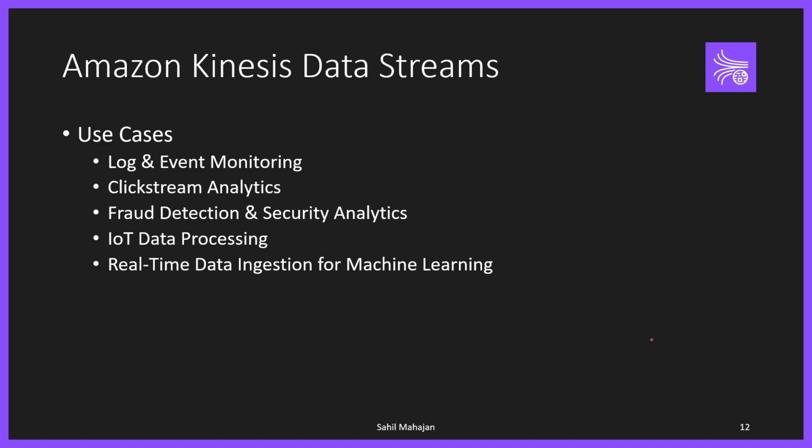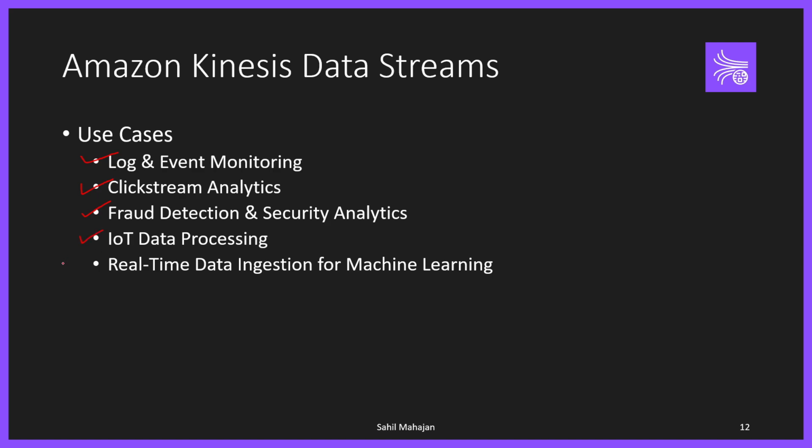Now, finally, we're going to talk about a couple of use cases for Amazon Kinesis Streams. You have log and event monitoring. You can ingest a lot of logs and events into Kinesis, and you can monitor them through your downstream consumer applications. Number 2 is clickstream analytics, which we spoke about, wherein you can see what your user is basically clicking at or doing. Then number 3 is fraud detection and security analysis. You can again use Kinesis for a lot of fraud detection and security analysis use cases.